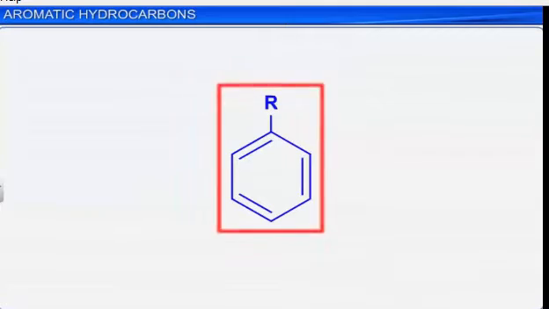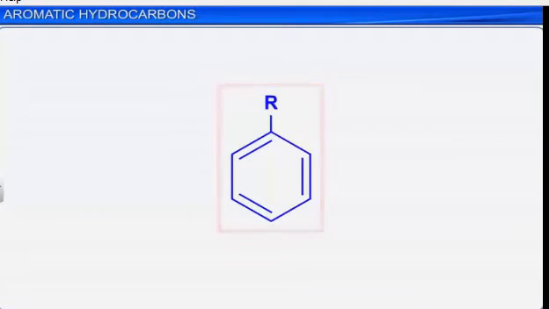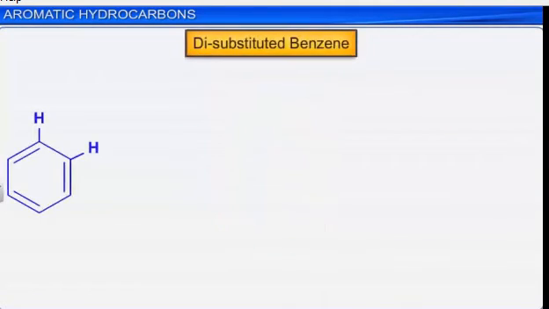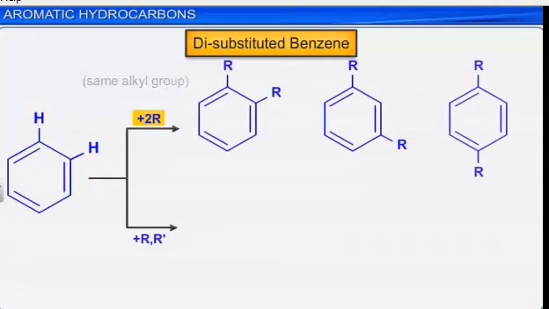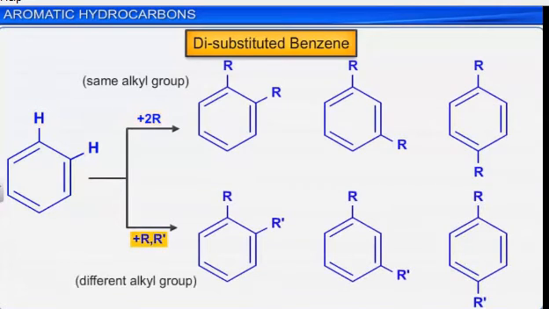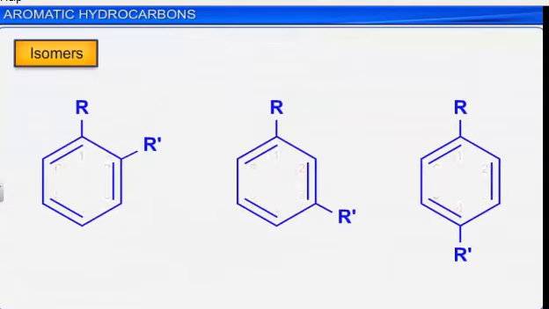However, when 2 hydrogen atoms of a benzene ring are replaced with 2 similar or different alkyl groups, there is a possibility of formation of 3 isomers. These differ in the position of the alkyl group. Thus, disubstituted products of benzene show position isomerism.